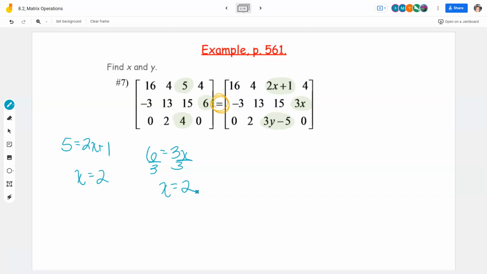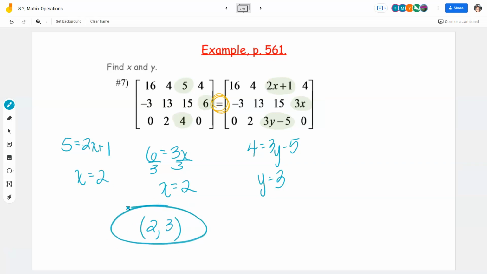Okay, how about the last one? So we know that x is equal to 2. That just confirms it. And if it wasn't, then it's impossible. What'd you guys get for y? Cool. So my final solution, if I'm writing it as an ordered pair, could just be 2 and 3. But we're not finding an intersection or anything weird like that.